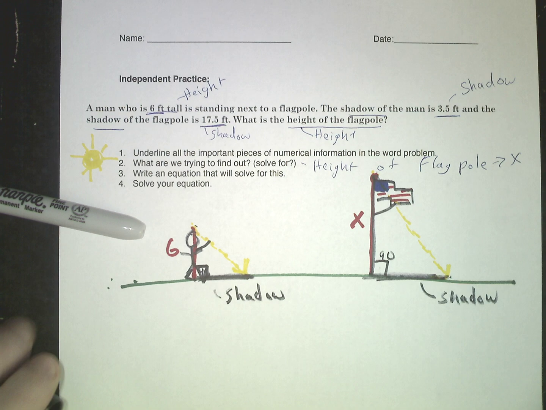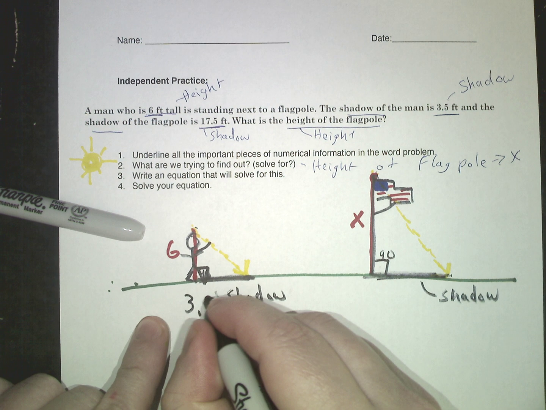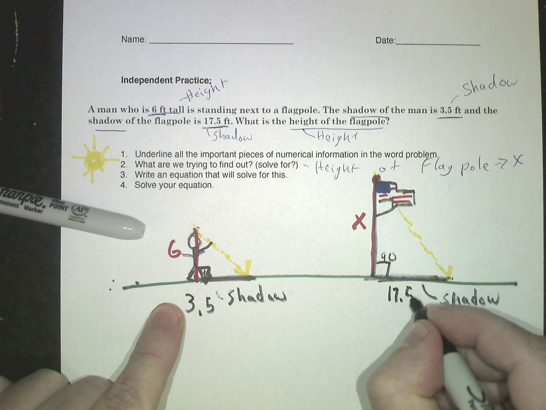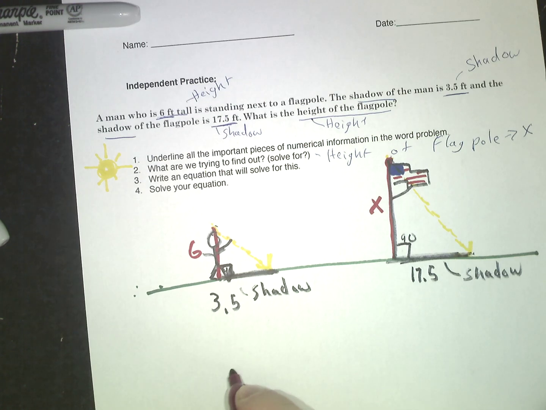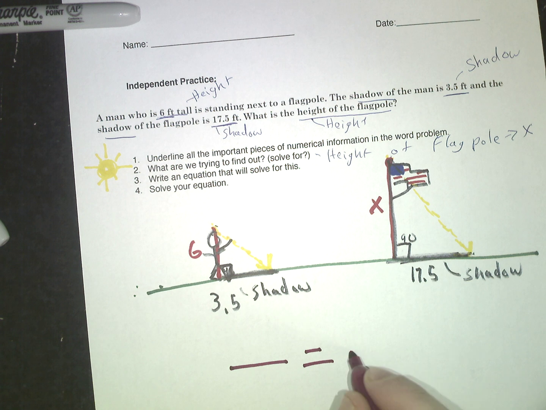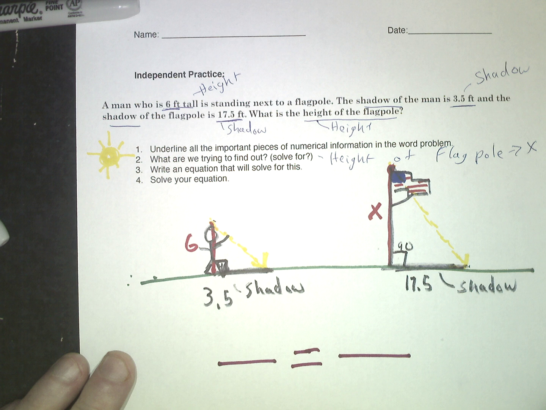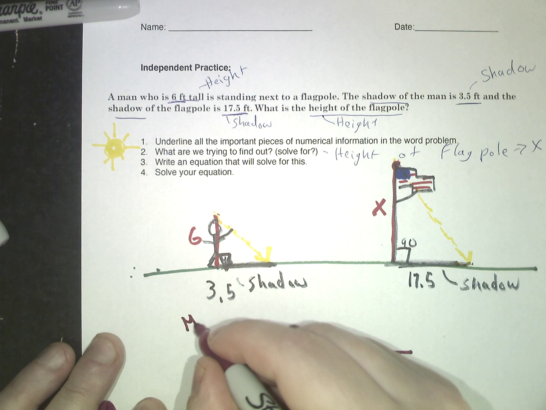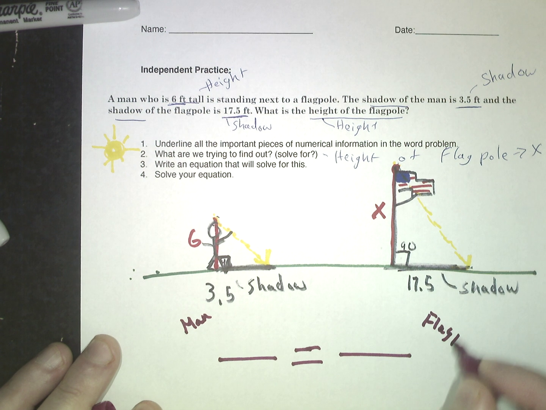Now, there's information for these two shadows. The man's shadow is 3.5 feet, and the flagpole's shadow is 17.5 feet. So that means, yes, again, we are going to use proportions. When you have similar figures, you can use proportions. Okay, so what do I want to put on top? I'm going to make this side the man, this side the flagpole, because that's how they line up in my picture.